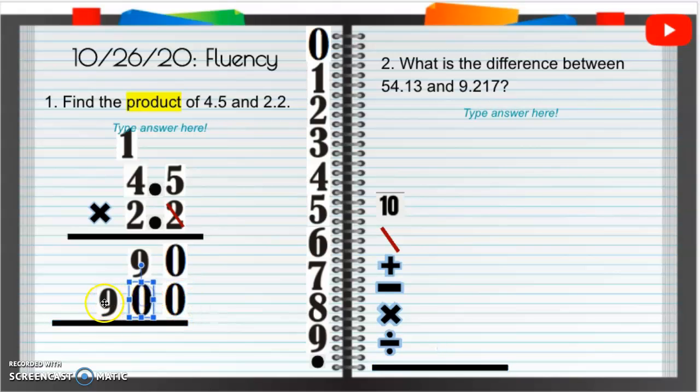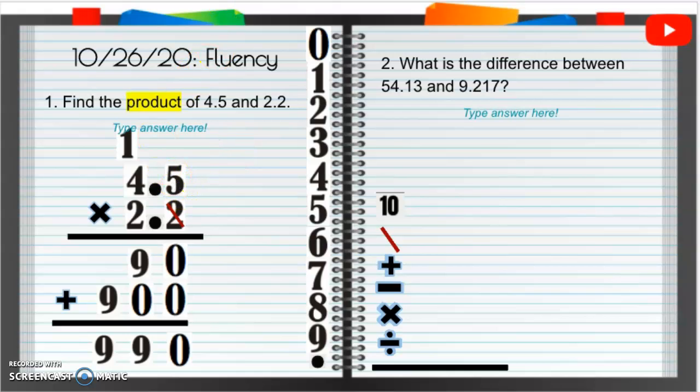So when we add them, we have 0 plus 0 is 0. 9 plus 0 is 9. 9 plus 0, or 0 plus 9, is going to be 9. So is our answer 990? No, and we can always check it by saying, okay, well, 4 5/10 is almost 5, and 2 2/10 is about 2. So if you have 5 times 2, it's going to be about 10. So 990 is not about 10, right?